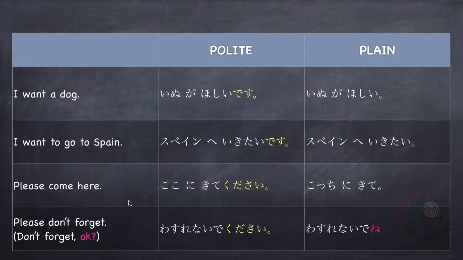Please come here. So here we are asking someone to do something. In polite form, we say ここに来てください。So ください means please. In plain form, we can remove please and just say こっちに来て。こっち is the plain form of ここ or こちら。こっちに来て。Come here. Please don't forget. 忘れないでください。In plain form, we remove ください and just say 忘れないで。And then we can add ね at the end to make it less harsh or less imperative. Don't forget, okay?